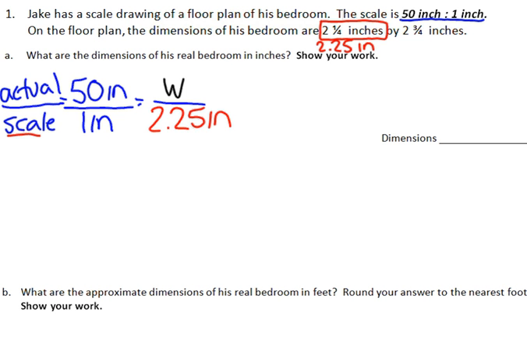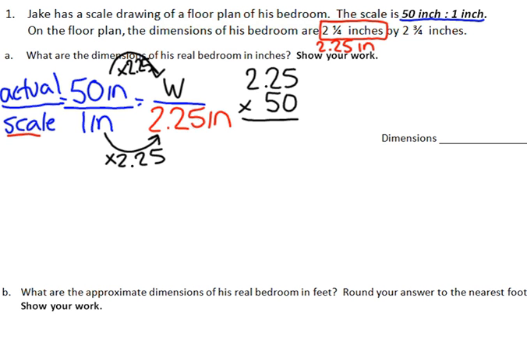Now I can solve using either cross products or scale. For this one, I'm going to multiply by 2.25 on top and bottom. And that'll give me the value for W. So I can set up 2.25 multiplied by 50. And when I do that, I get 112.5. This is still going to be in inches, and that's going to represent the width.